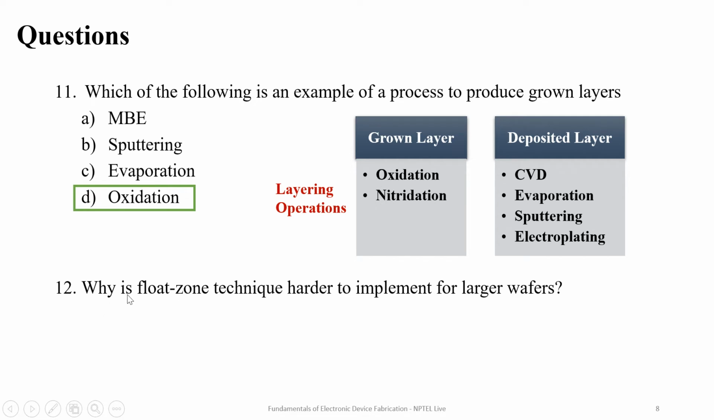So next question is, why is the float zone technique harder to implement for larger wafers? We are converting polycrystalline electronic grade silicon to single crystal electronic grade silicon, right? So there are two methods, Czochralski and float zone. Float zone cannot be used for large wafers. What is the reason? Anybody?